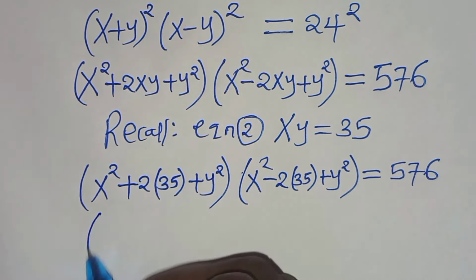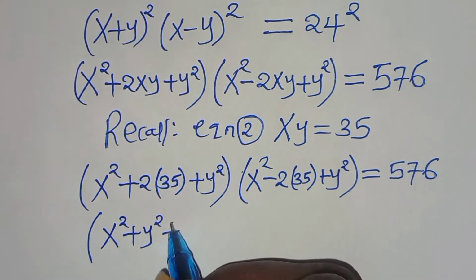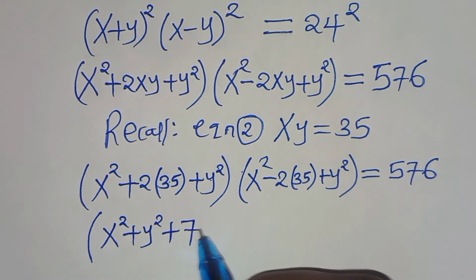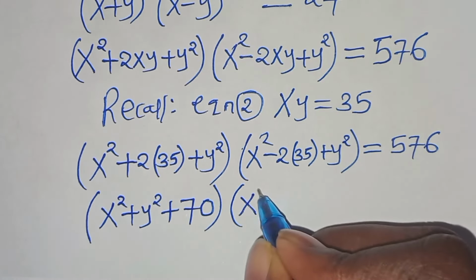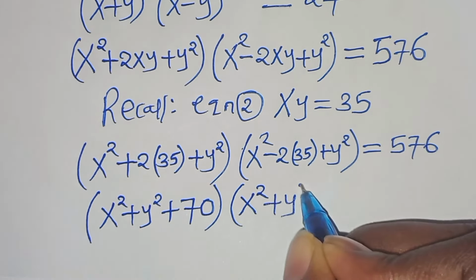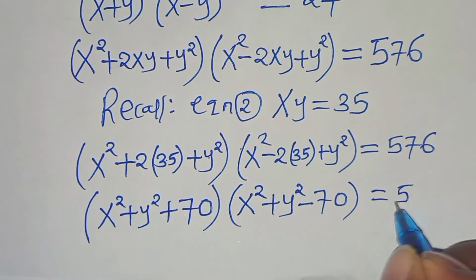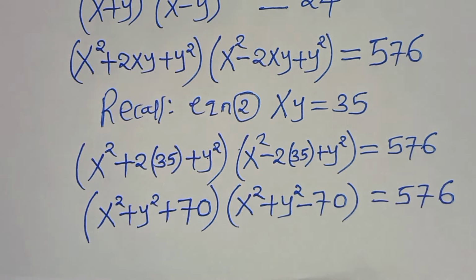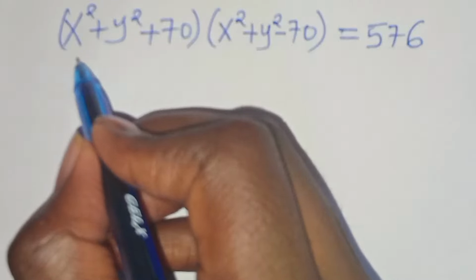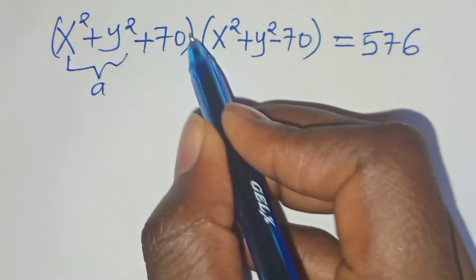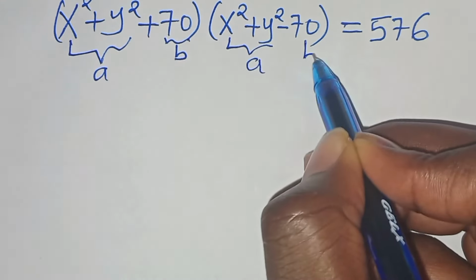So now we can write this as x squared plus y squared, then plus, here we have 35 times 2, this is 70. And on the second parenthesis here, we have x squared plus y squared, then minus 70. This is equal to 576. Now here we have x squared plus y squared plus 70. We can classify this as A. 70, we classify this as B. The same case here, we can classify this as A, and this is B.